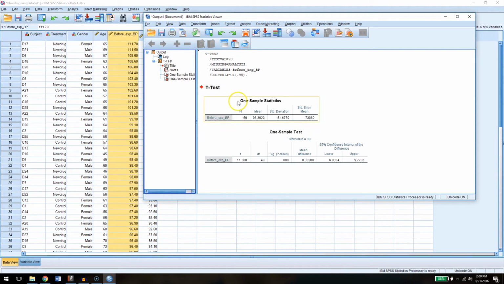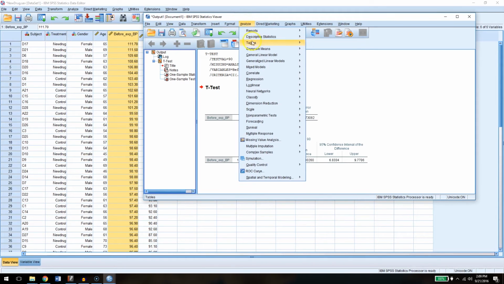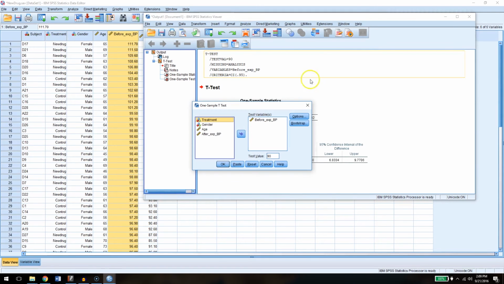Let's do one more just to throw a wrinkle in this. Let's go up again to Analyze, Compare Means, and then the one sample t-test. Let's hit reset. And now let's say after they took the drug, overall across both the control and the new drug conditions, was their blood pressure still significantly different from 90? If 90 is our benchmark, let's find out. So we click this, put it over here. Our test value is still 90.